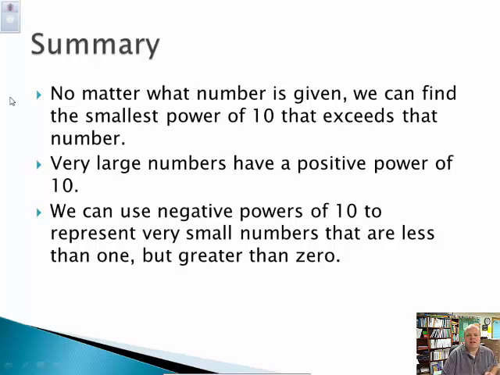Okay, so let's look at this number real quick. No matter what number is given, we can find the smallest power of 10 that exceeds that number. And we've done that, right? Okay, also remember that very large numbers have a positive power of 10. Okay? We use the negative powers of 10 to represent very small numbers that are less than 1, however, they are greater than 0. Right? Make sure we have everything written down, and I'll see you in class.